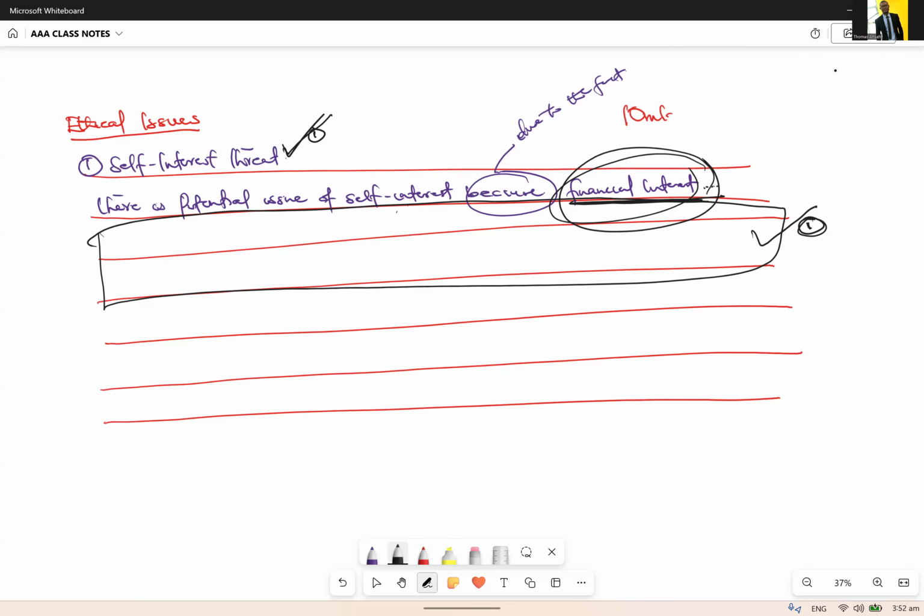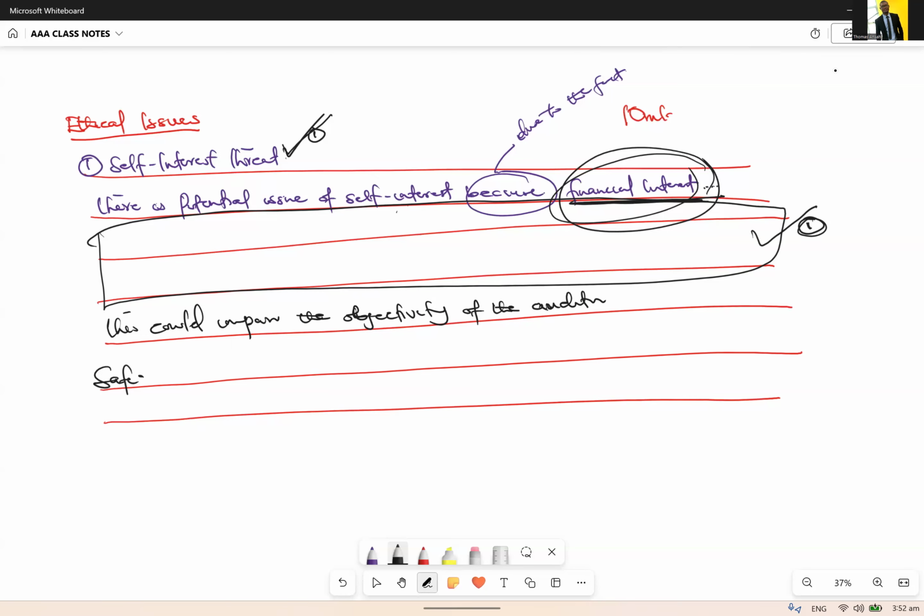You are not done. You add this statement: this could impair the objectivity. You can also use the word independence of the auditor. You have to add that statement, because this statement plus your safeguard.